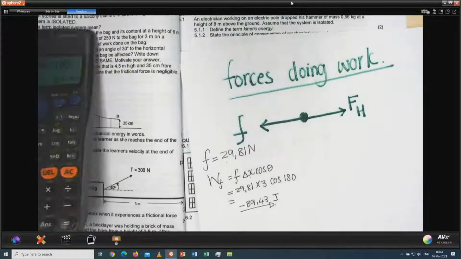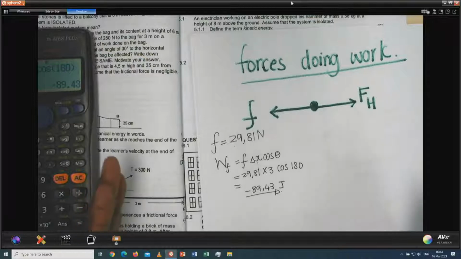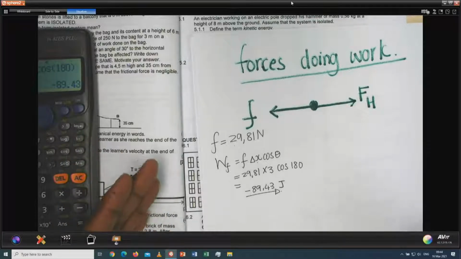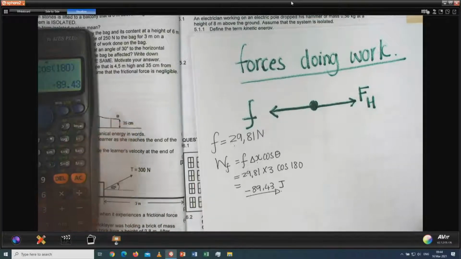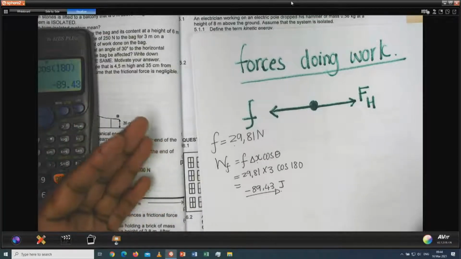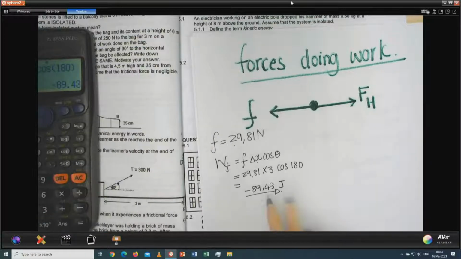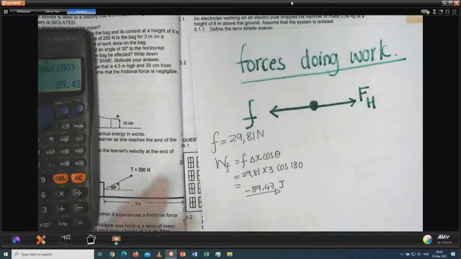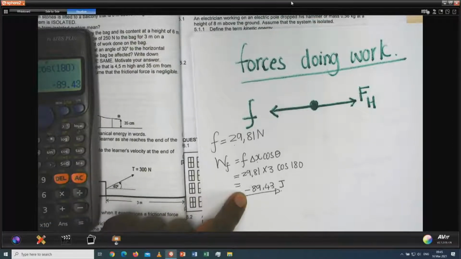Now, remember that work is a scalar quantity, therefore it does not have direction. Work does not have direction because it is a scalar quantity. So this negative sign, what does it tell us? It tells us that energy is being taken from the system into the environment. It's being lost by the system. But when we deal with energy, I'm going to explain this negative sign further.